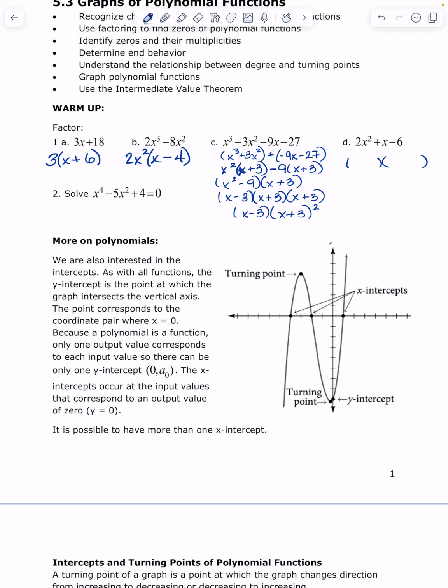D, I cannot factor anything out of all 3 terms. So I'm going to start with the easy part. The only way I can multiply 2 terms and get 2x squared, where they both have an x, is 2x and x. Now I need to figure out how to factor the 6. So when I multiply something times 2 and something times the 1x, I get a difference of 1. I'm going to go with 4x and 3x, x plus 2, 2x minus 3.